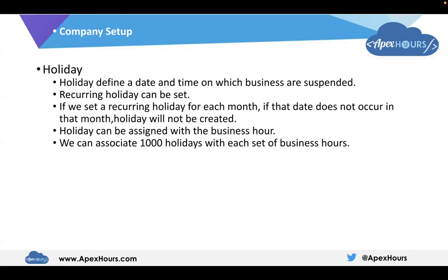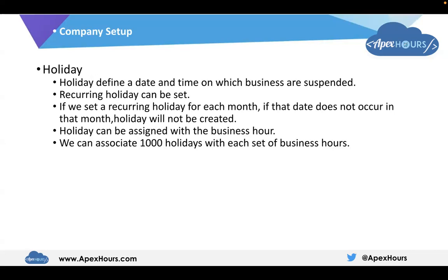If we set a recurring holiday for each month, and that particular date doesn't occur in that month, then the holiday will not be created. Let's suppose we say that on the 31st of each month there will be a holiday in the company. If in any month the 31st is not a date, then there will not be any holiday created. A holiday can be assigned to business hours. Once we create a holiday, we can assign it to the business hours also, and we can associate a total of 1000 holidays with each set of business hours. So in the company, we can define different business hours also.